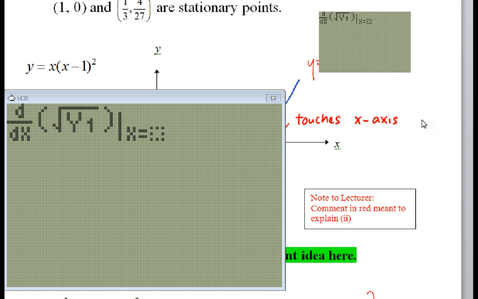At x equals to 1.001. Make sure it's not 1, because when you type 1, the calculator will try and take the 0 divided by 0. The calculator cannot handle.